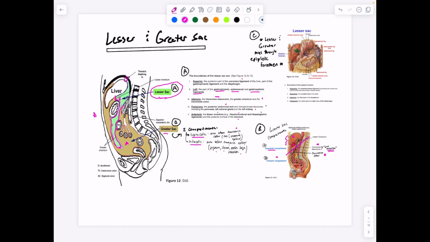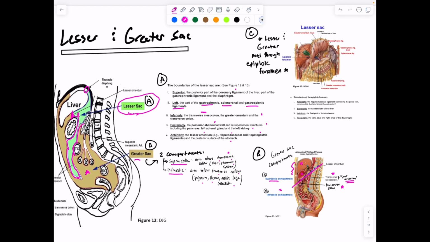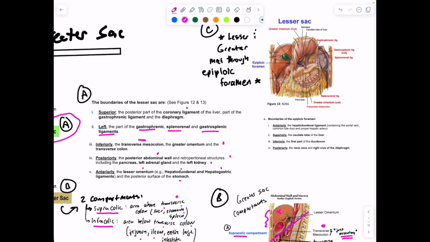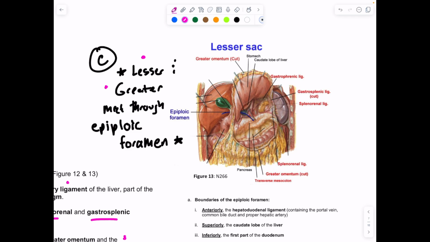All right, so lesser omentum right here. Just a tiny bit more on this. Since we have these two sacs, there is a communication between the two. In particular, the lesser and greater sacs meet through the epiploic foramen, which you can see here. It's just below the stomach.